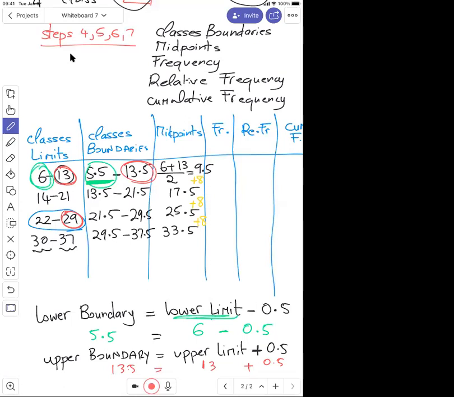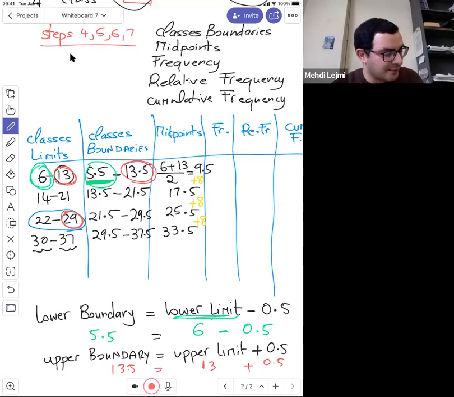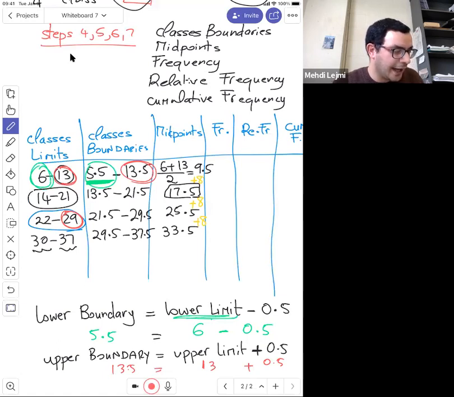Just one second. The way I got the 17.5, as I said, I added 8 to the 9.5, right? Or you can come back to your class limits if you want. So for example, here I have 14 and 21. So I can take 14 plus 21 and then divide by 2. That will be 35/2, and you're going to get the same answer, which is 17.5.